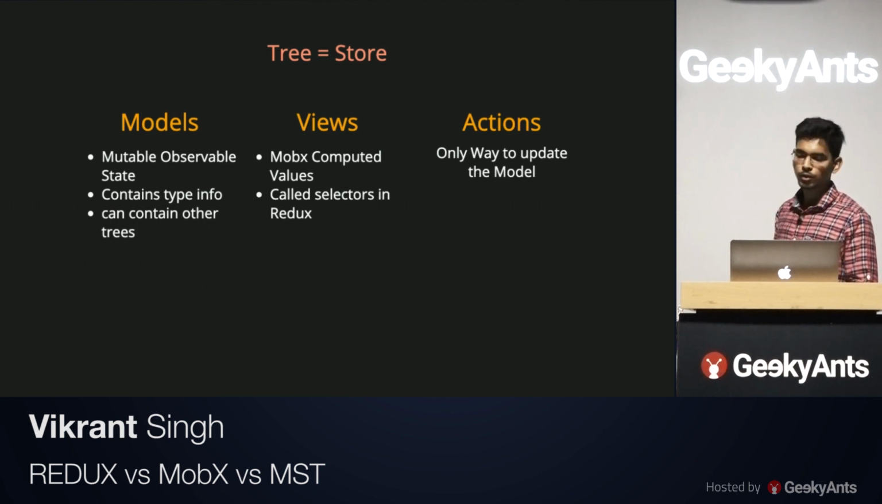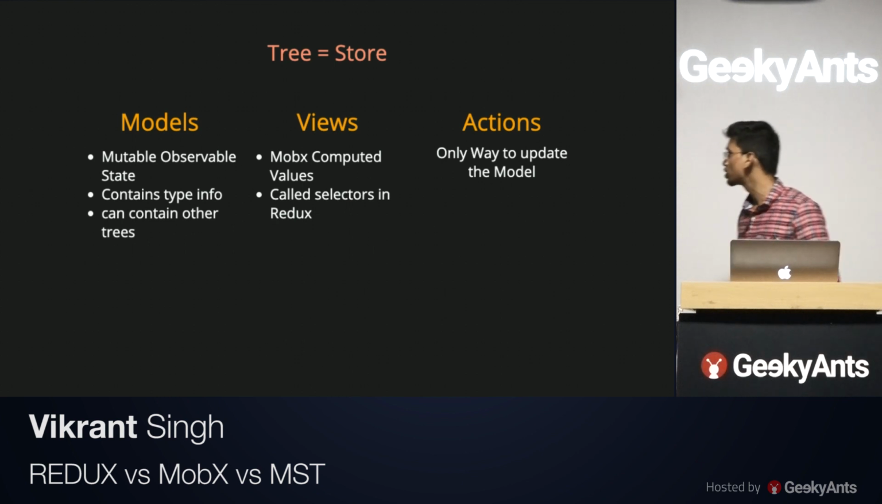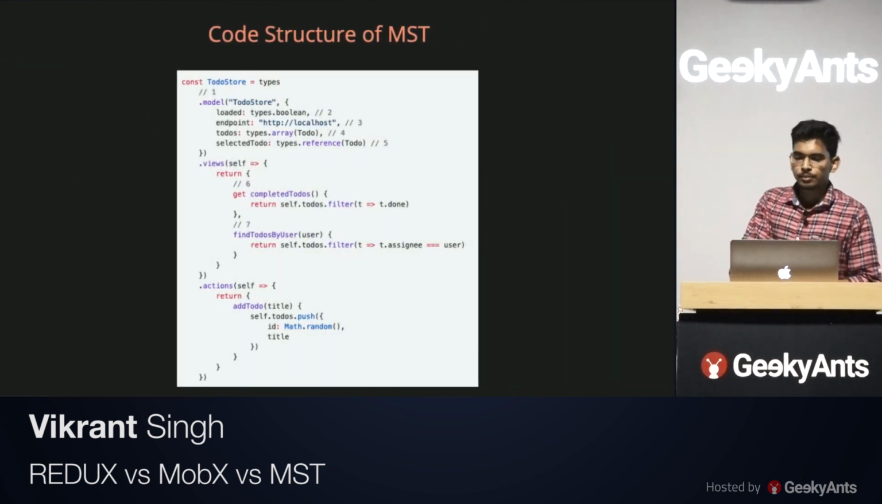You can also create many more trees, or you can nest your model in the case of MST. And if we talk about views, those views are similar to the computed values provided by MobX, and those views are also known as selectors in the case of Redux. And actions are the only way to update our model. And that's it. That's how simple MST is.